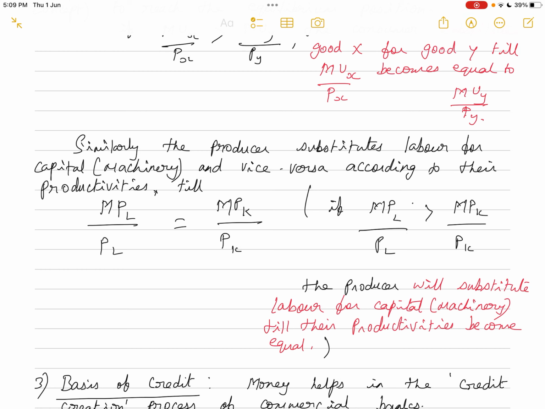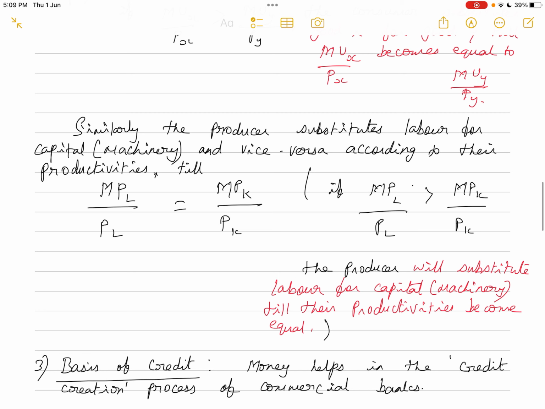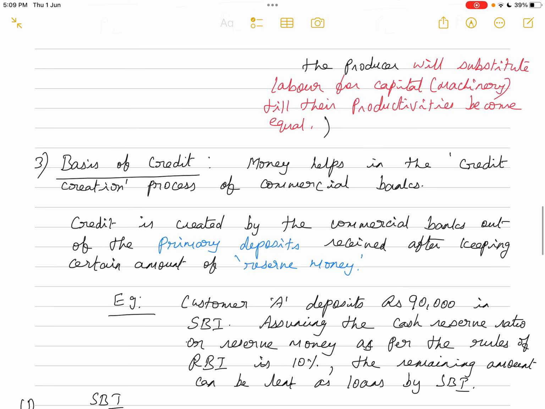So just like the consumer is substituting commodity X for commodity Y, the producer will also substitute one factor for another factor till their marginal productivities become equal with their respective prices. Then the producer will stop substituting and reach that equilibrium position where, under the given circumstances, he might be getting the maximum profit. Again, that is becoming possible because of the invention of money.